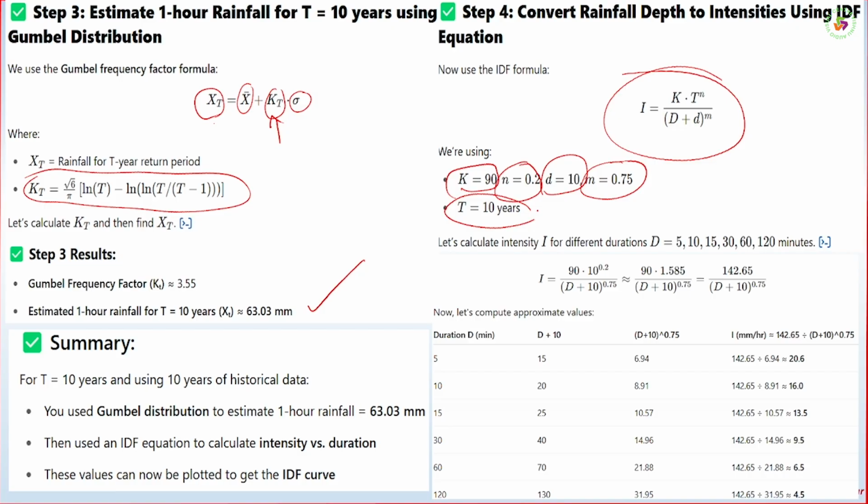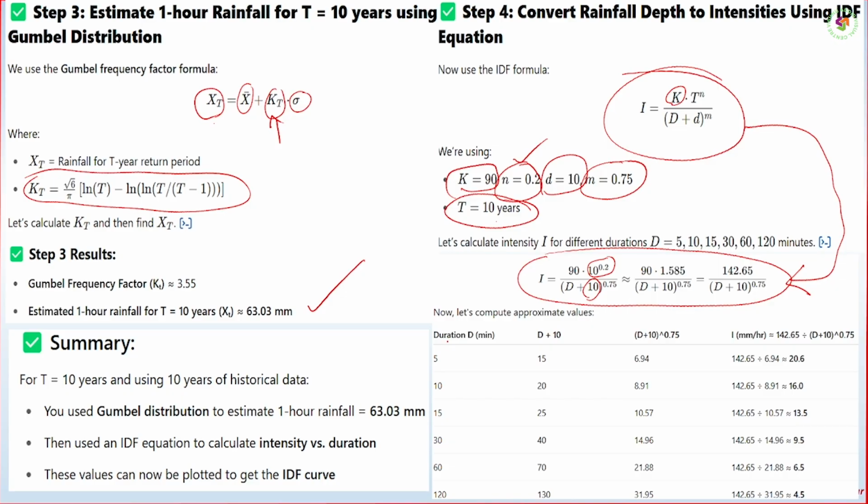So now the return period is 10 years. How to calculate? I is equal to K value 90 into return period, 10 years, to the power of n value, which he has given as 0.2, divided by D plus 10, where small d we have taken as 10, to the power of m equal to 0.75. So this is the final equation, converted with the empirical constants and exponents. Now I will use it.